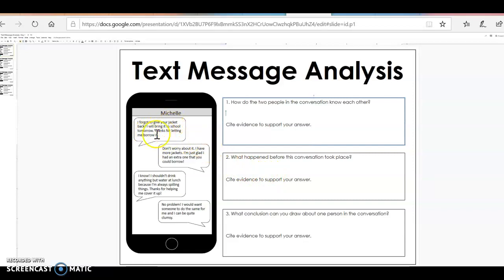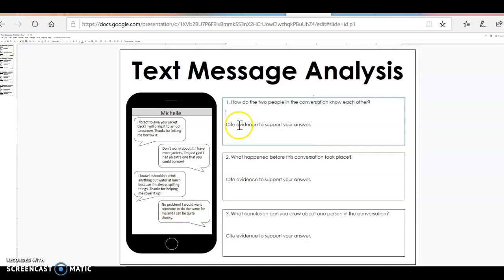Michelle says, I forgot to give you your jacket back. I'll bring it to school tomorrow. Thanks for letting me borrow it. The other person: don't worry about it. I have more jackets. I'm just glad I had an extra one that you could borrow. Michelle: I know I shouldn't drink anything but water at lunch because I'm always spilling things. Thanks for helping me cover it up. The other person: no problem. I would want someone to do the same for me, and I can be quite clumsy.